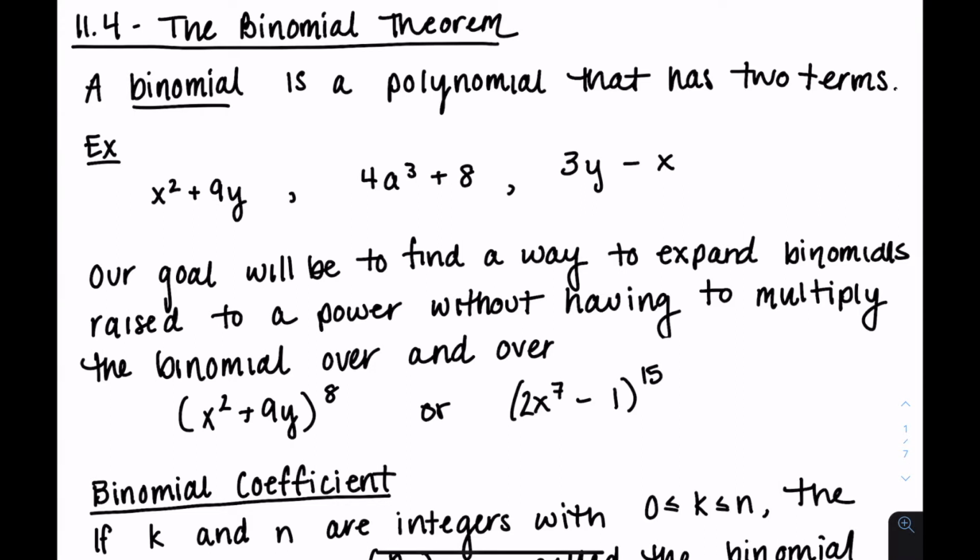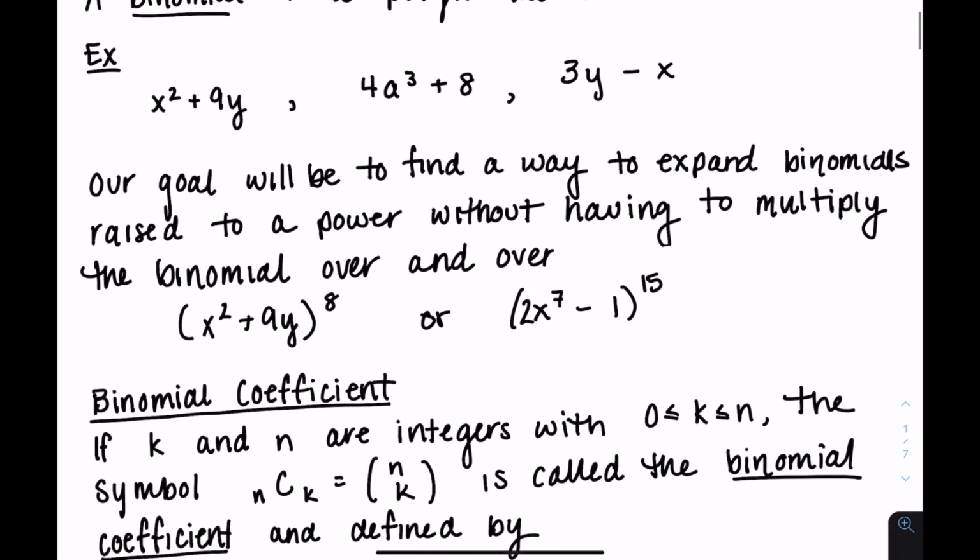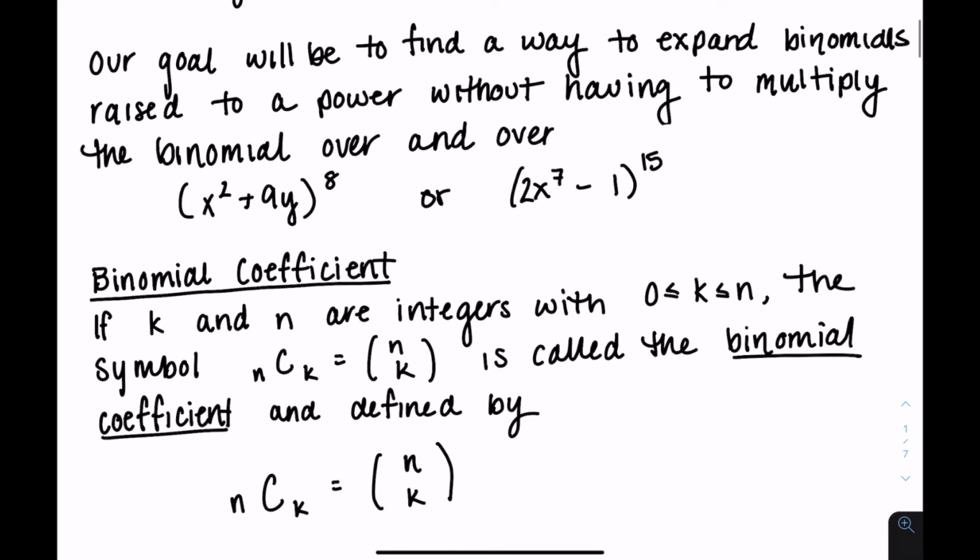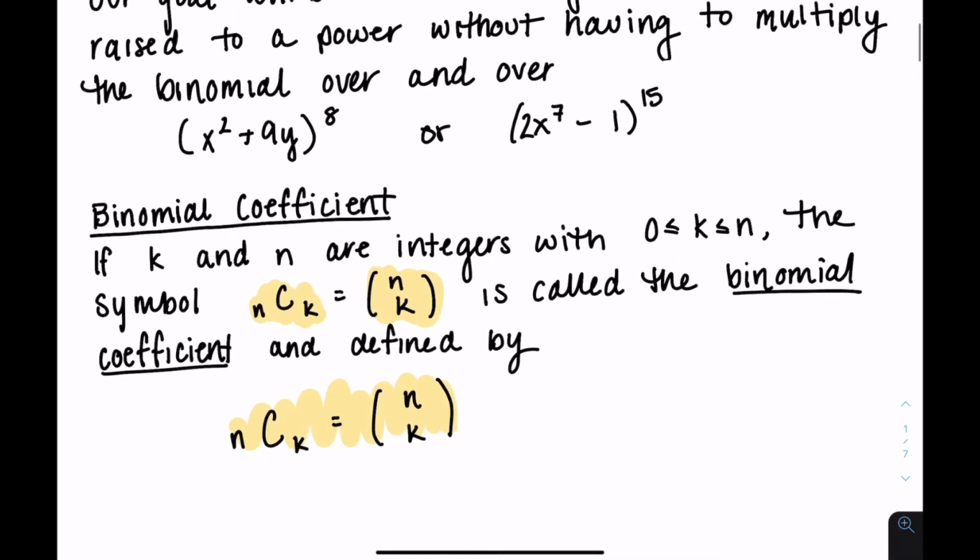So to do that, we first have to talk about what is a binomial coefficient. So if you have two integers, one being larger than the other, we have this symbol nCk, which can be written in the form with parentheses as well. This is called the binomial coefficient. These two are exactly the same, so you might see either button on your calculator.